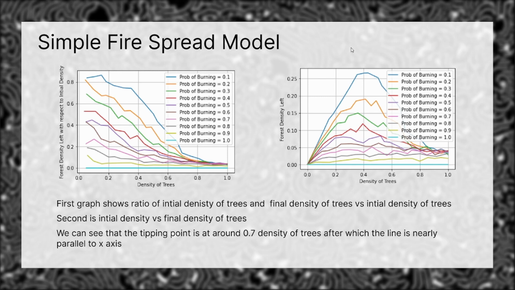And the graph on the right hand side is of the forest density after the fire has burnt versus the initial density of the trees. We can see that the density increases in the beginning and then starts falling off and attains a somewhat constant value parallel to the x-axis after the tipping point.